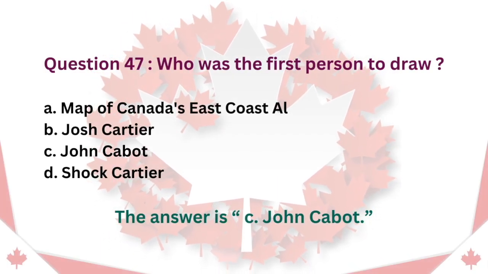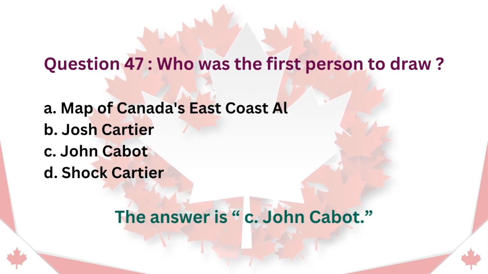Question 47. Who was the first person to draw a map of Canada's East Coast? A. Josh Cartier. B. John Cabot. C. Jacques Cartier. The answer is John Cabot.